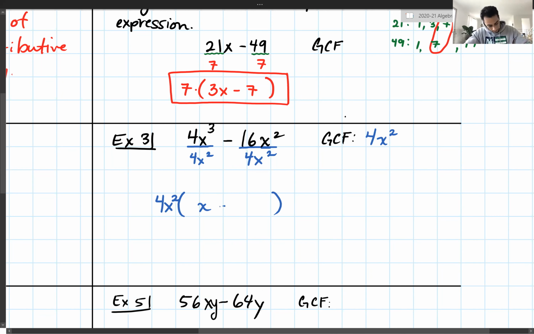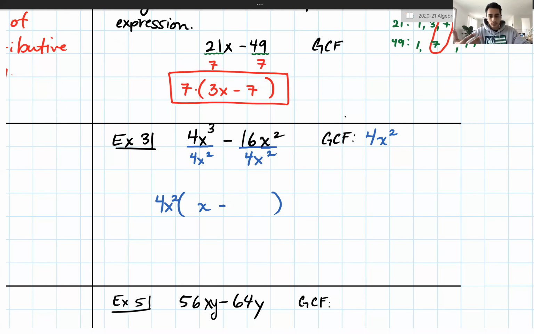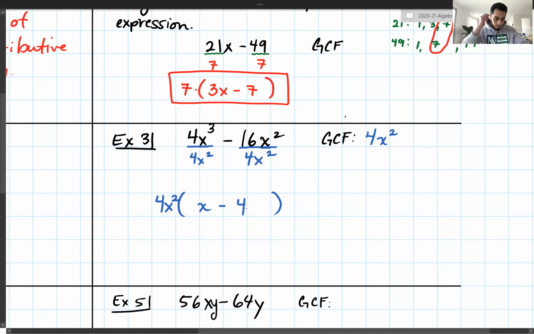All right, that's okay. And then if we look at the next term, 16x squared divided by 4x squared, what would be left there? Yeah, we'd be left with just minus 4. Because we see that x squared over x squared divides out to 1, AKA cancels out. So we're just left with 16 over 4, which is 4. Okay, so we arrive at an equivalent expression here of 4x squared times x minus 4.